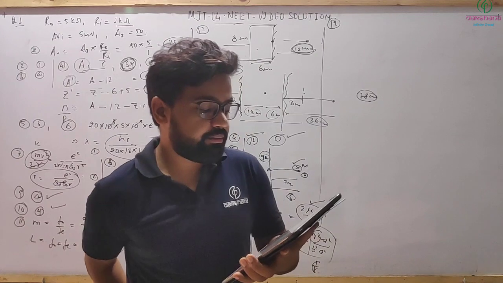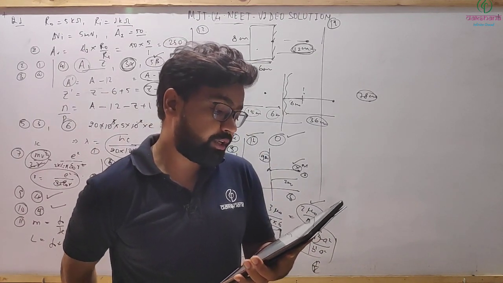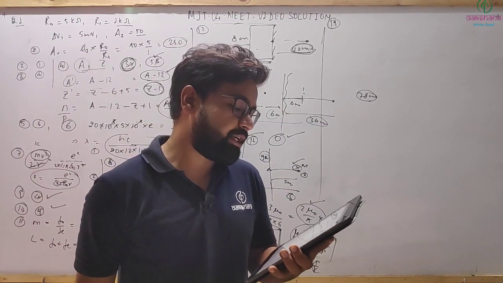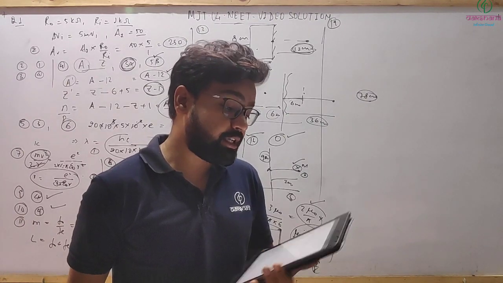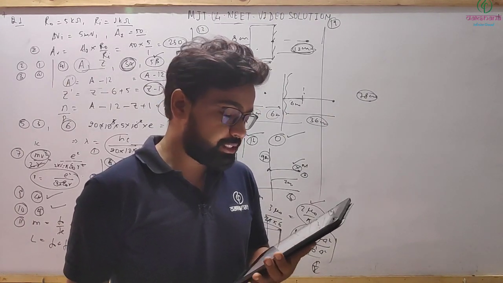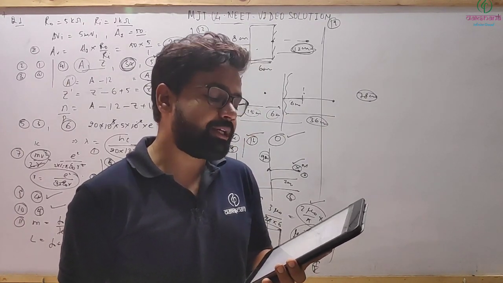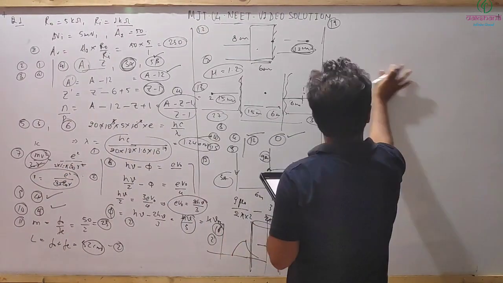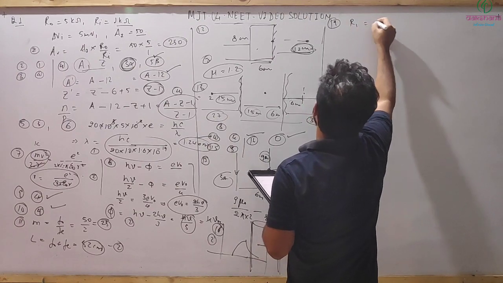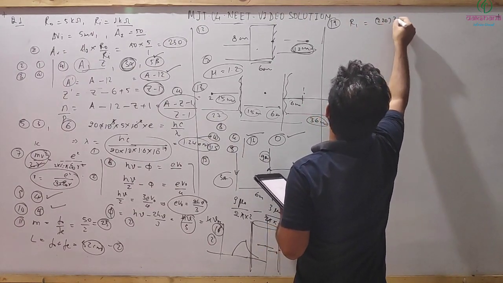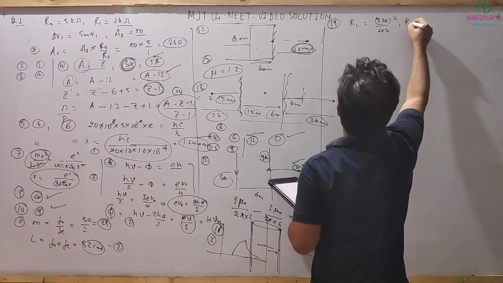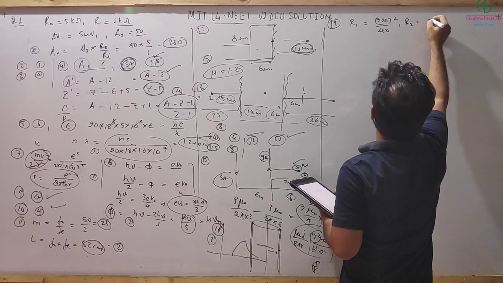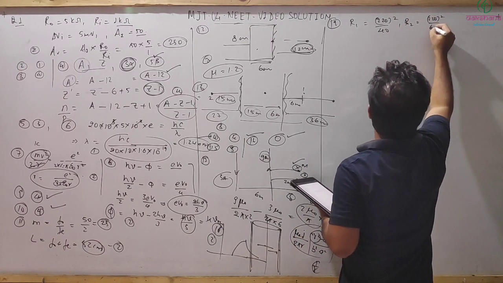Two electrical bulbs marked 40 watt, 220 volt and 60 watt, 220 volt, when connected in series across the same voltage supply of 220 volt, the effective power is P1, and when connected in parallel the effective power is P2. Then the ratio of P1 by P2? So let me write the resistances. R1 is equal to V square, 220 square by 40. R2 is equal to 220 square by 60.